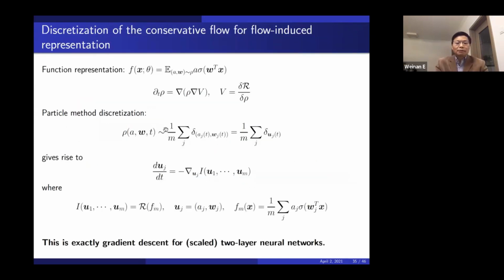So let me give an example of the discretized scheme. Let's think about this representation, and then the gradient flow looks like this. It is defined as follows. We discretize by the particle method, which means we replace this probability distribution by an empirical probability distribution centered on these particles. So denote u_j to be these so-called particles.